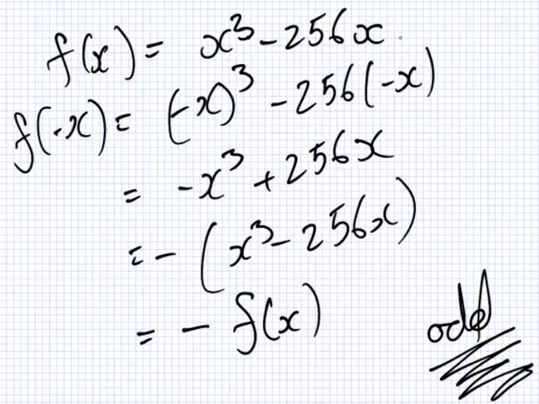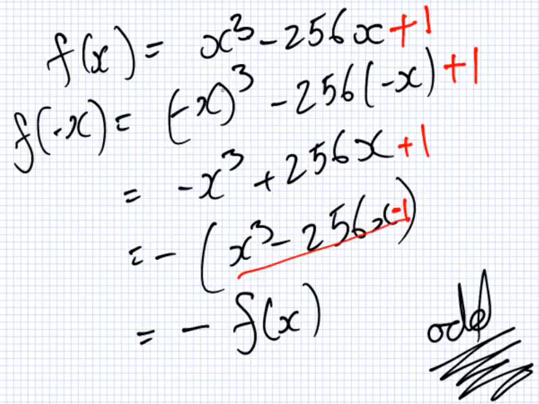F of minus x equals 1 over minus x squared plus 25, which equals 1 over, what's minus x squared? That's just x squared, isn't it? But we've ended up back at the start, f of x. So therefore, f of minus x equals f of x. So that means it is even.